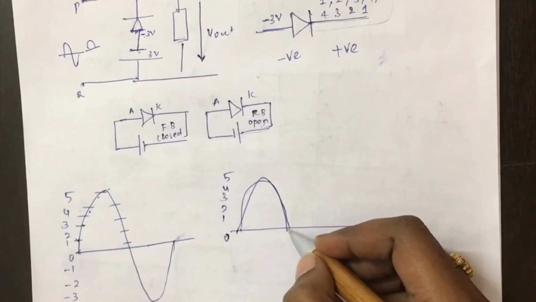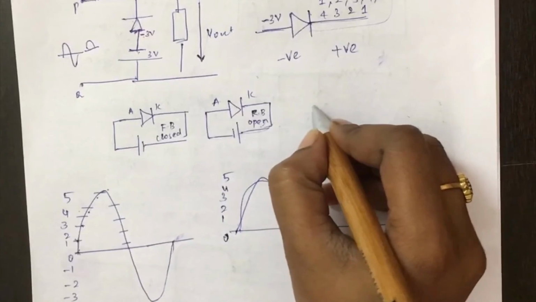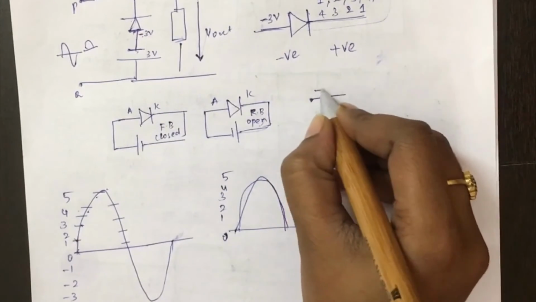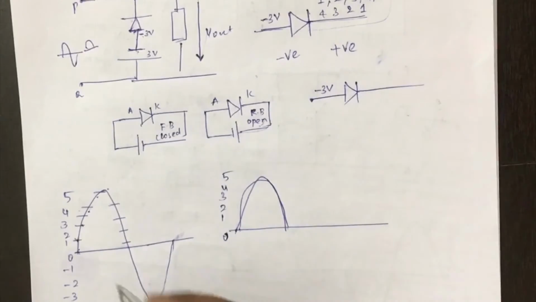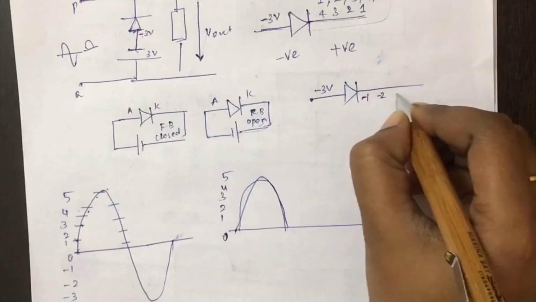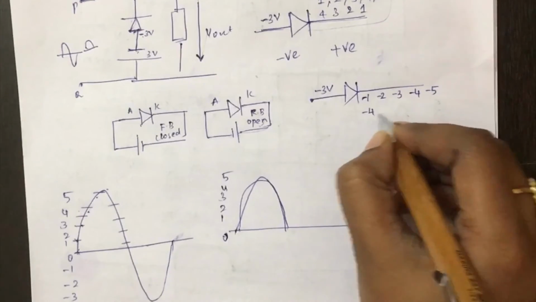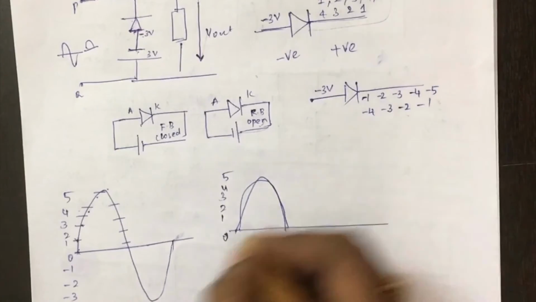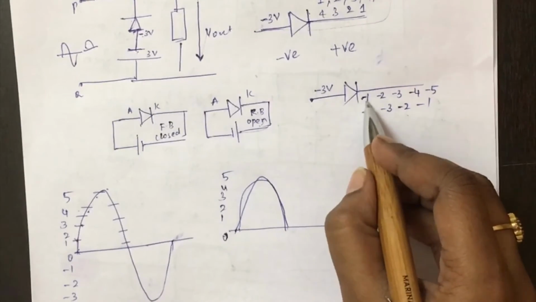So now let's see for the negative half cycle. For the negative half cycle, again I will draw this. This is still minus 3 volt. What are the negative values? So minus 1, minus 2, minus 3, minus 4, minus 5, again minus 4, minus 3, minus 2 and minus 1. So yes, let's check for minus 1.